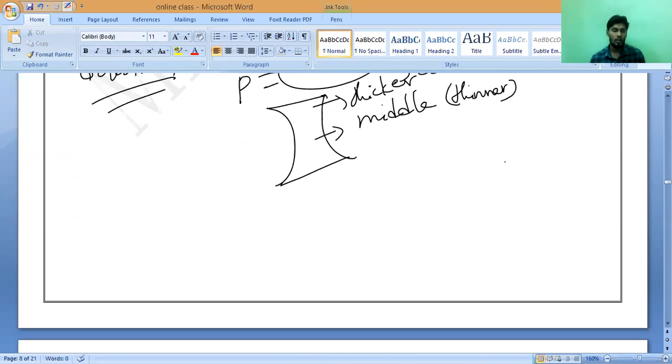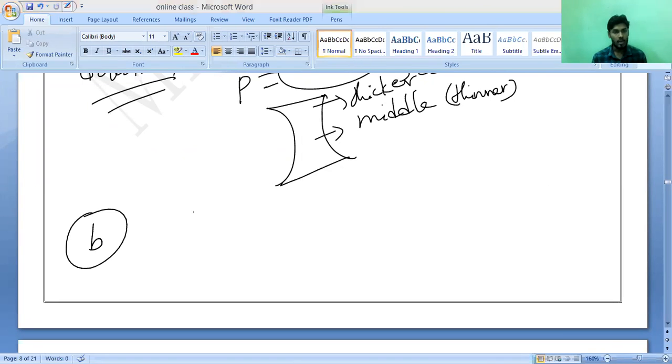Which lens has greater focal length? So what is the relation between them? Which lens has greater focal length? Power is more? Sir, right eye. Focal length more, power decreases. Focal length decreases, power increases. So, right eye.